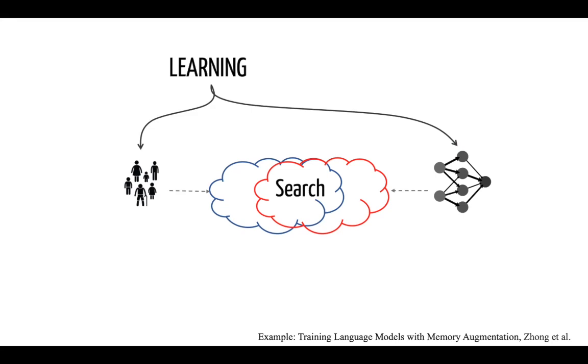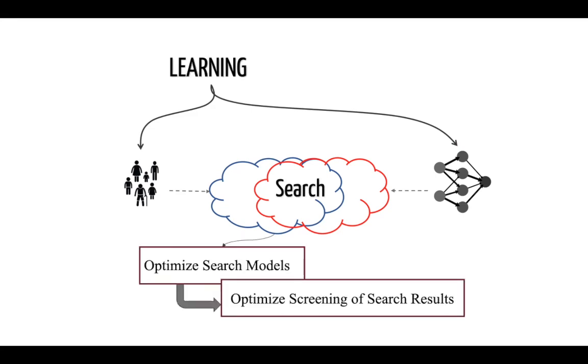So now that we know that search is an integral part of human learning and can be a part of machine learning, there could be two different research questions about this. One is how we can optimize search models, not only for relevance of information, but also for the learning process. The other question is that when we have a search model, we get search results from this model. How can we optimally represent these search results to the learner so that we can help them in their learning process?